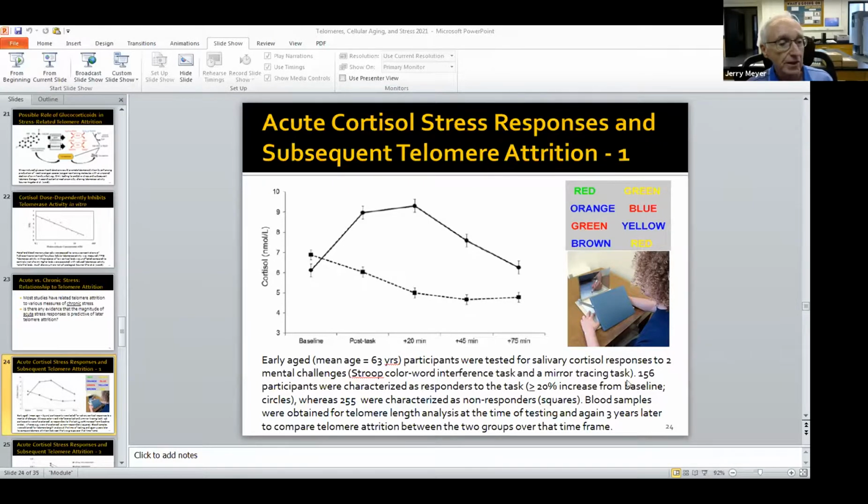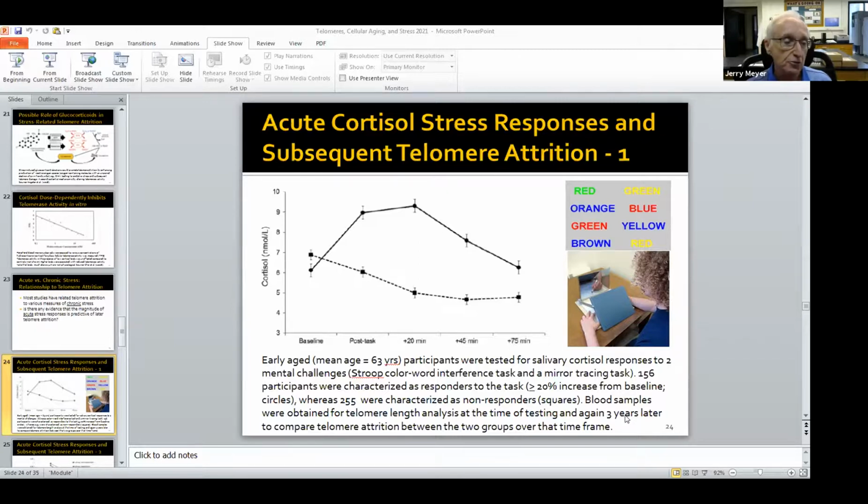And here's the pattern of salivary cortisol. So there were a bunch of responders here, the increase post-task and then recovery. But then over 200 were non-responders. So they weren't ruffled by the task at all. There was no increase in cortisol. So then, since this is a longitudinal study, is there any predictive power of your stress responsiveness to telomere shortening?